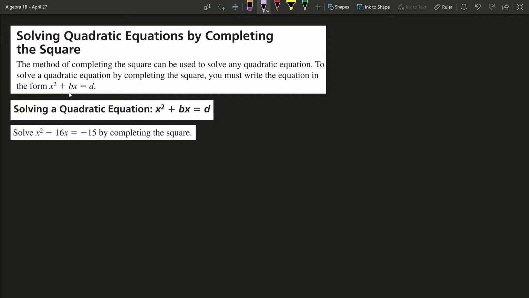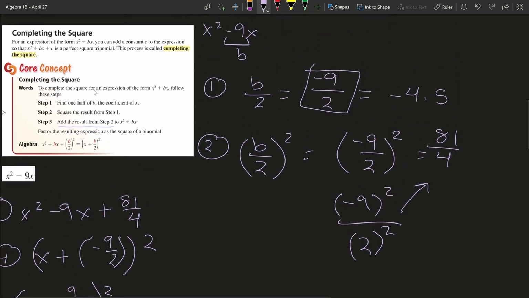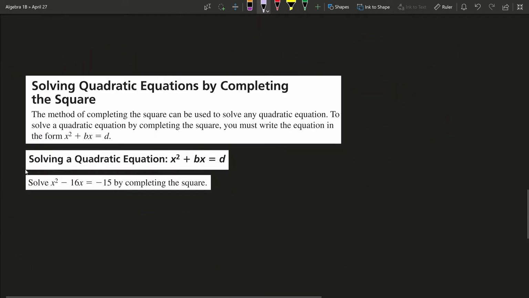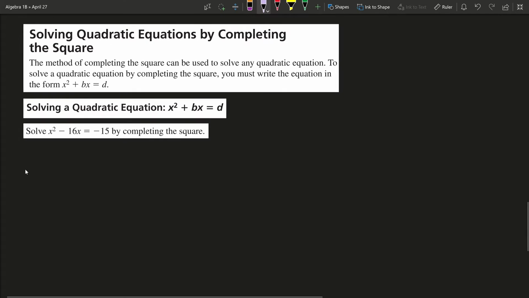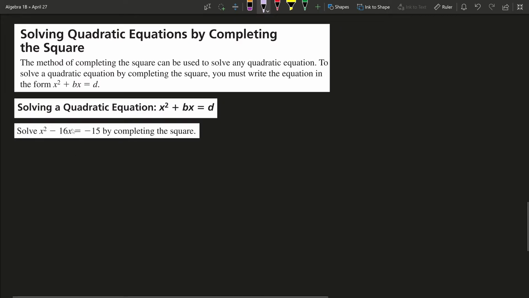So this one's a little different from the previous one. Notice that we didn't have this d here last time. We didn't have an equal symbol and the d symbol right here. This one was just x squared minus 9x. So now we have an extra number here, negative 15. So we're still going to do the same method, except a few things are going to change. Alright? So let's go ahead.